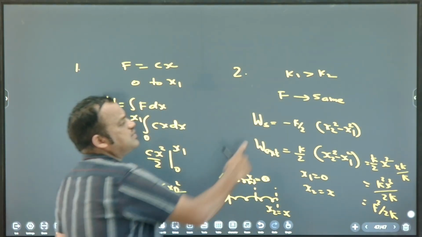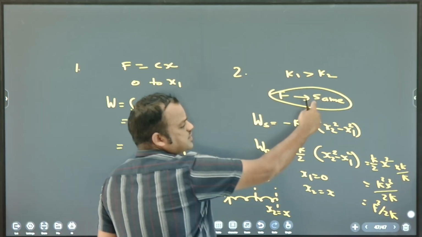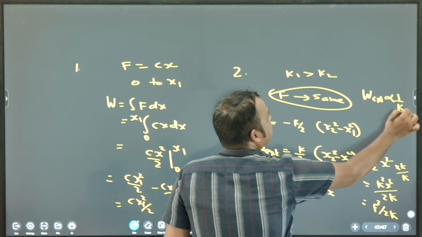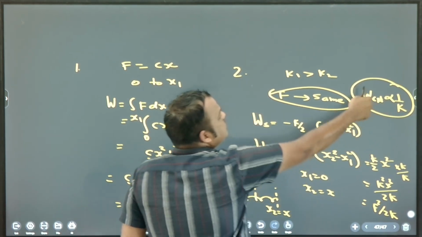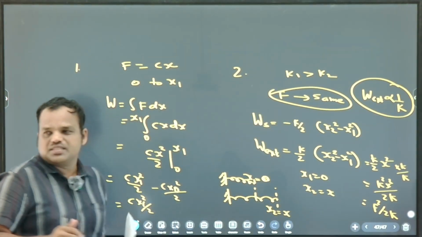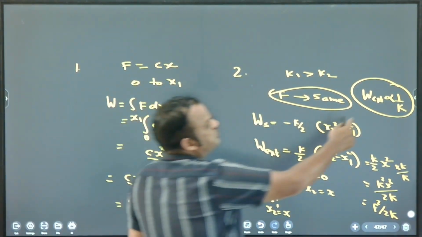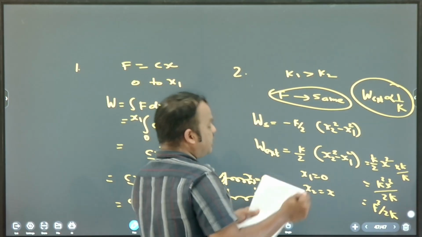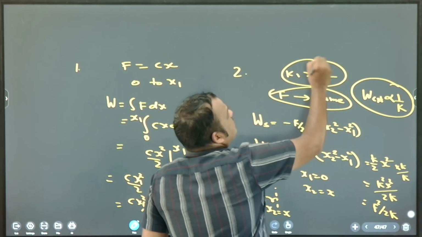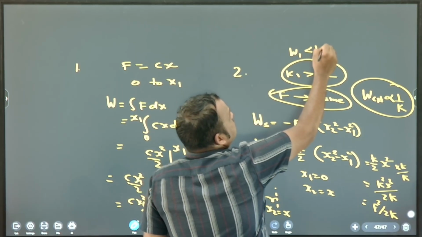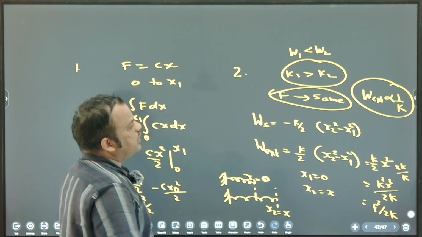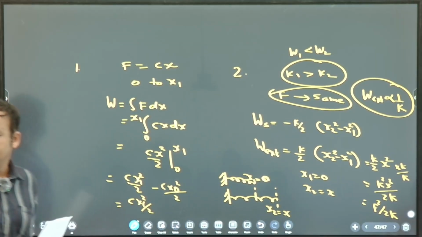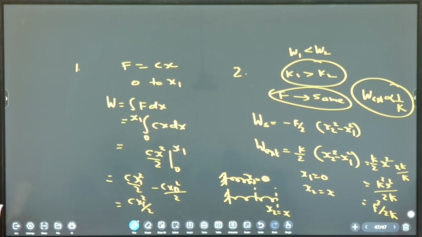Now the force is the same. So external work done is inversely proportional to K. More K means less work done, less K means more work done. So which is less? K1 is greater than K2, so W1 is less than W2. The work done is inversely proportional to K.